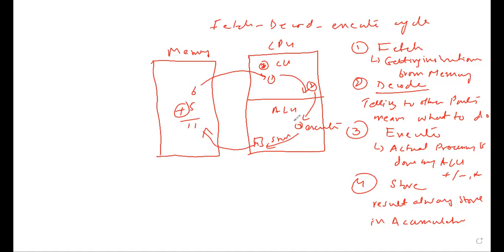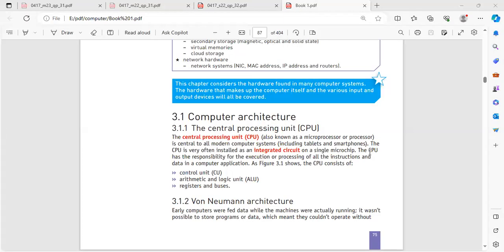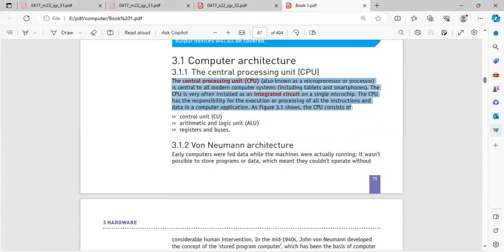Yes, ma'am. So I'm moving to the book part so that you can understand the rest of the topic. Now see, I'm opening the book. What we have discussed is called von Neumann architecture. Just go through this paragraph, then ask me anything you want to discuss. Then I will discuss von Neumann architecture again according to the book. That was the basics which I have discussed.